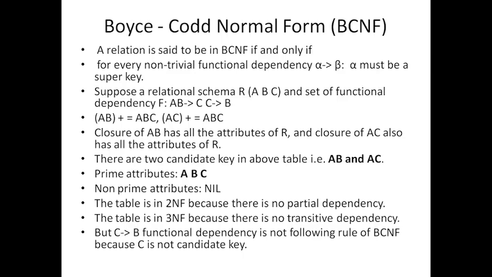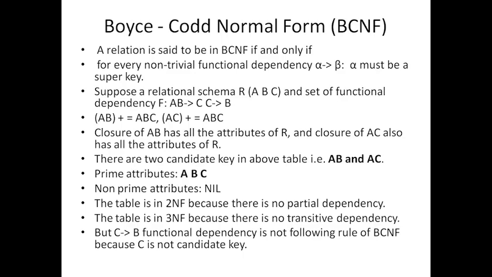So the relation is said to be in 2NF because there is no partial dependency. The first FD is AB determines C. So C depends on the entire key. And in the second FD, C determine B.